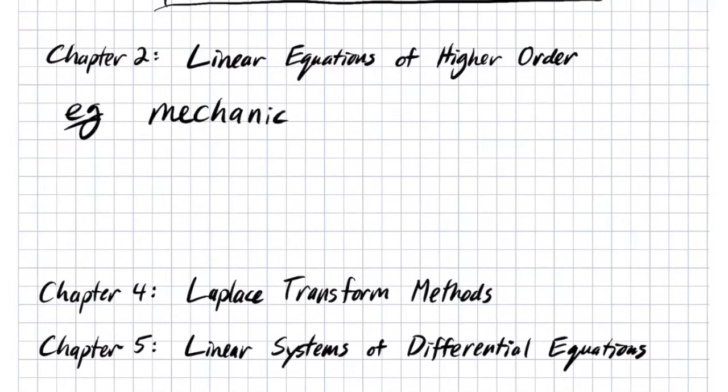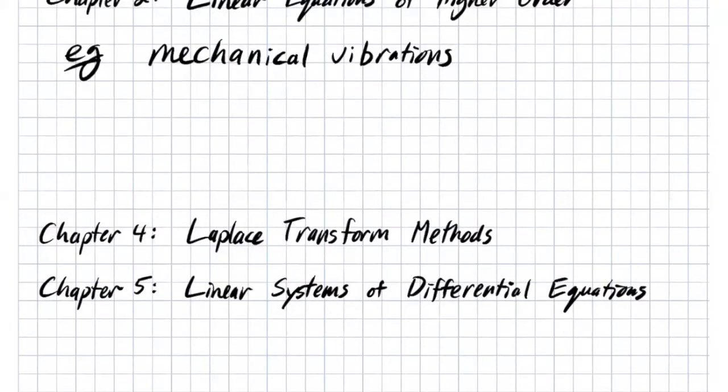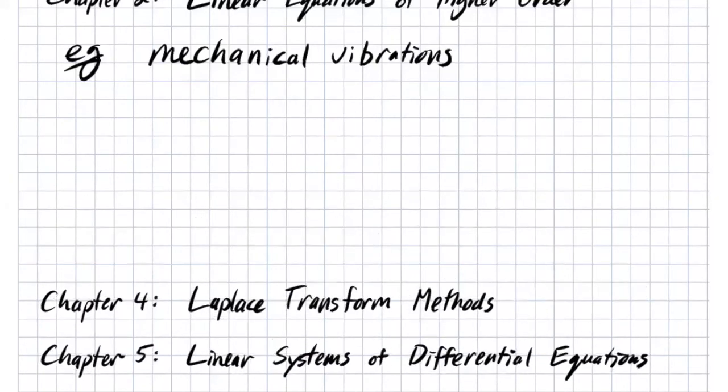It comes up in mechanical vibrations. For example, when there's an earthquake and the buildings sway, or the bridge sways due to the wind and cars driving over it. Lots of different things can produce vibrations in different objects.